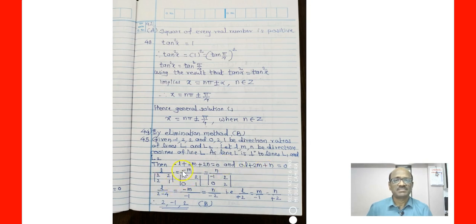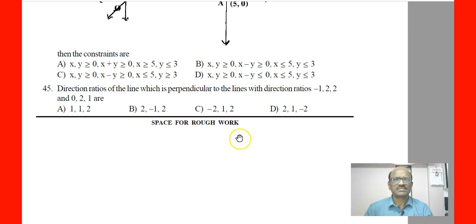Then take the 2, 2, and 2, 1. Middle term minus m, that is minus 1, 2 and 0, 1. N, minus 1, 2 and 0, 2. Simplify it. You will get l upon 2 minus 4, minus m upon minus 1, that is m upon 1 here. That is minus 1, we can change the sign, that is 2, minus 1 and 2, and hence option B is the correct one. Now next.